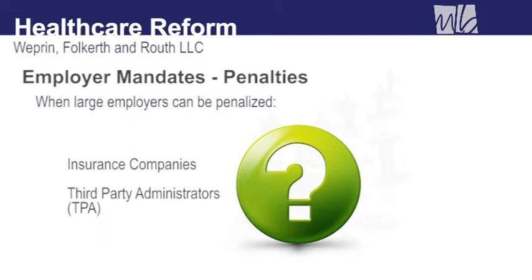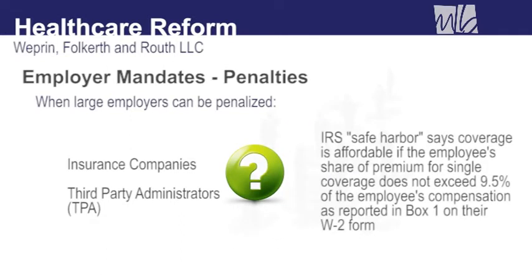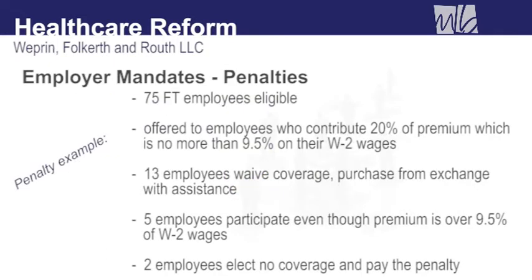Assuming the plan does, in fact, provide quality coverage, the plan also has to be affordable. The IRS has issued a safe harbor that says coverage is affordable for these purposes if the employee's share of the premium for single coverage does not exceed 9.5% of the employee's compensation as reported in Box 1 on the employee's Form W-2. Let's use the same example as before.